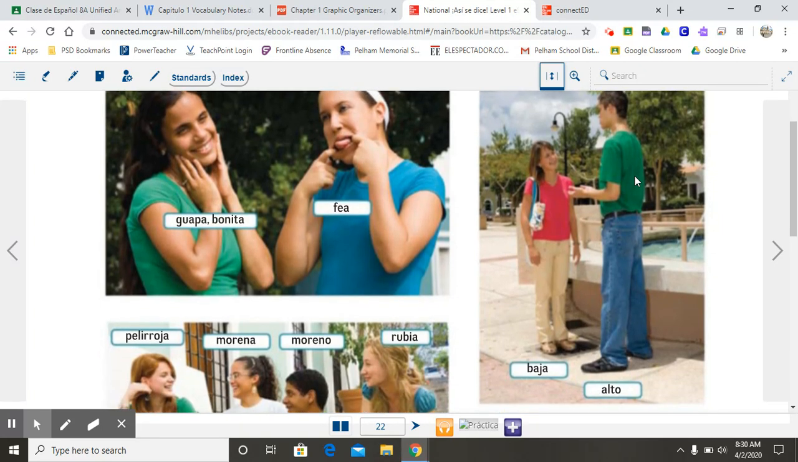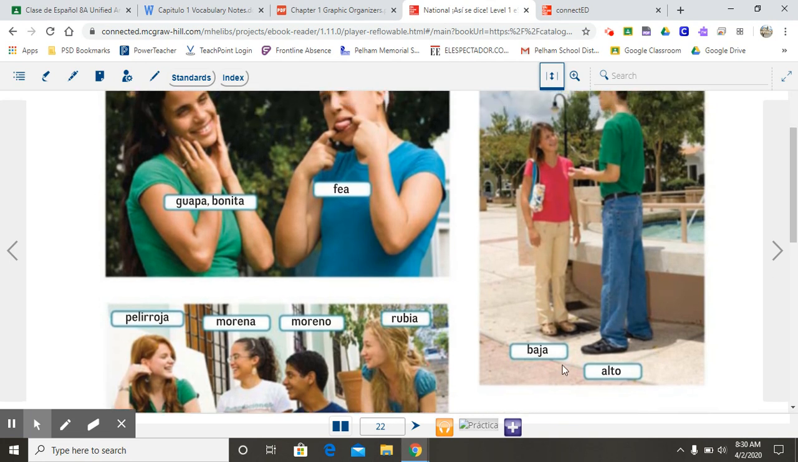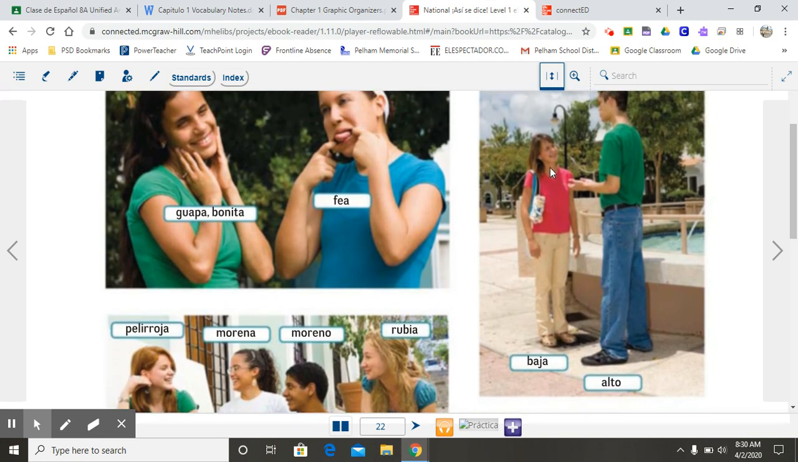All right, one of the things you may have noticed is that this guy's pretty tall and this girl is pretty short. So those are the words for tall and for short. Let's practice. Ready? And again, notice how, because it's a female, it's a feminine word because it ends in A. It's a woman. For the guy, for the male, you have an O at the end. So let's practice the words and then we'll switch them to the other gender. So we have baja, that means short, and we have alto, that means tall.